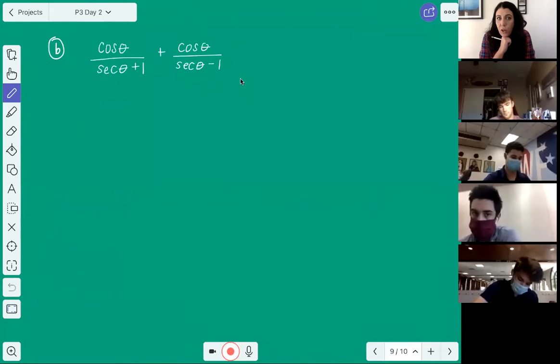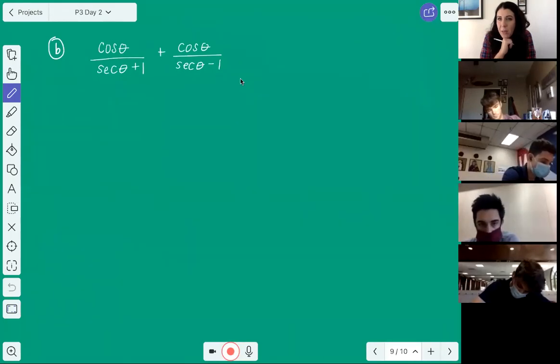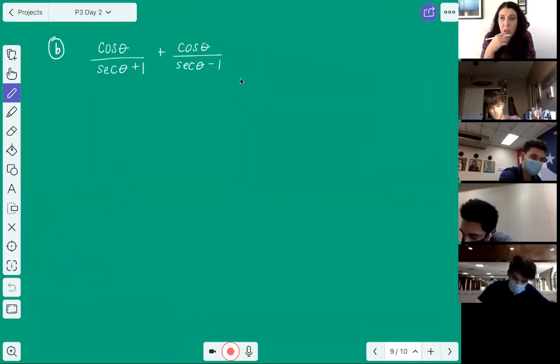Cosine of theta over secant theta plus 1 plus cosine of theta over secant theta minus 1. I think there might be a couple of these on your quest, so this is a good one that we're going over. This one's really hard to start. This is one where you have to know the strategy to use to start it, because otherwise you're not going to get anywhere.